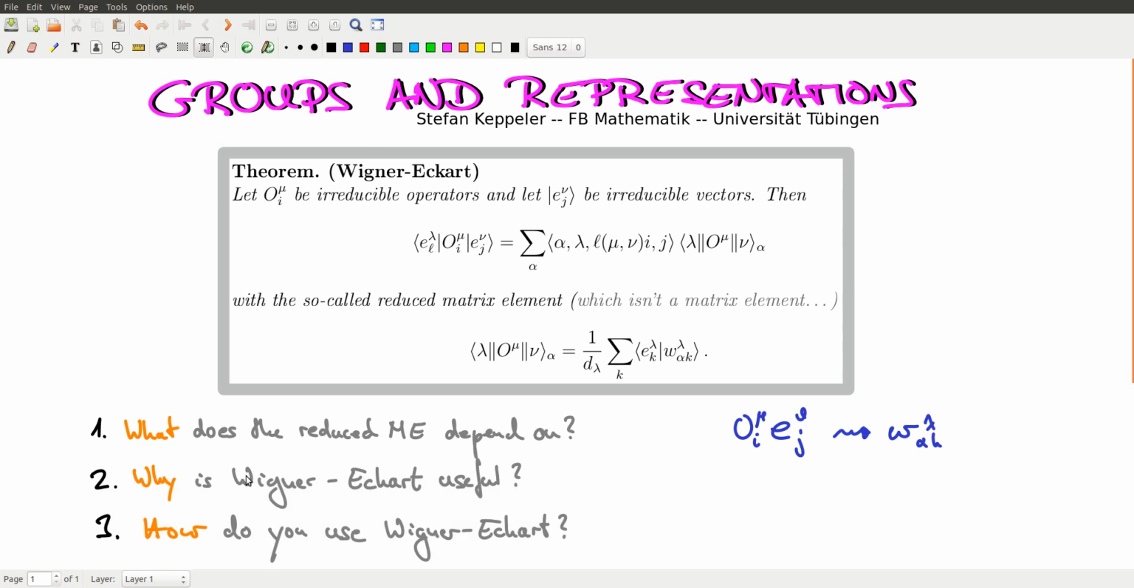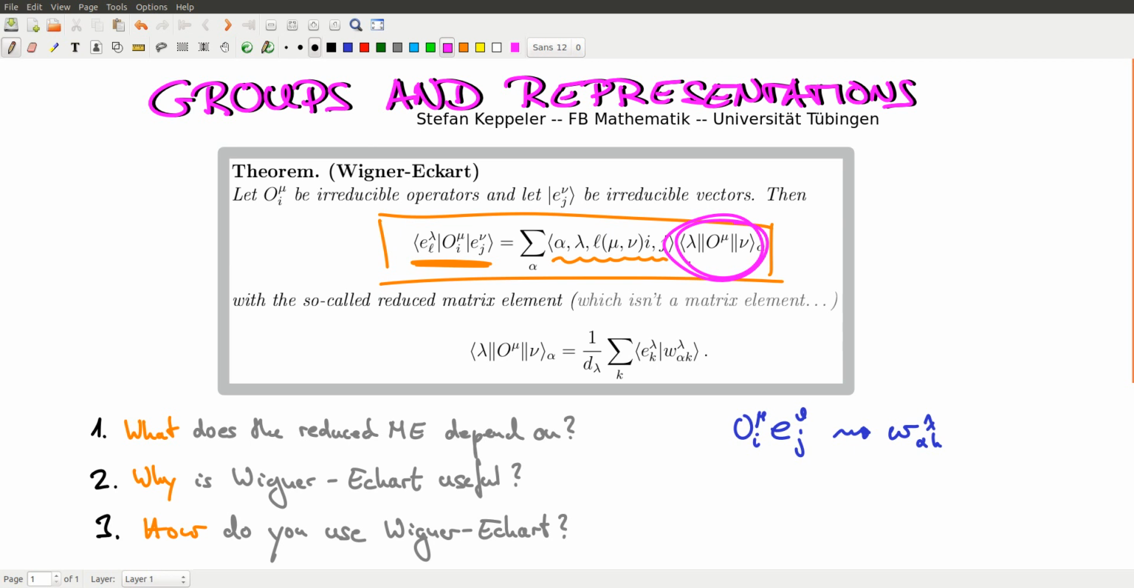And now, how do you actually use this Wigner-Eckart theorem in an explicit problem? Well, you would determine a couple of matrix elements, then you know all the Clebsch-Gordon coefficients, and then you view the Wigner-Eckart theorem as a linear system for the reduced matrix elements. So you determine by some means a couple of matrix elements. From these you get the reduced matrix elements, and then you know all the matrix elements.